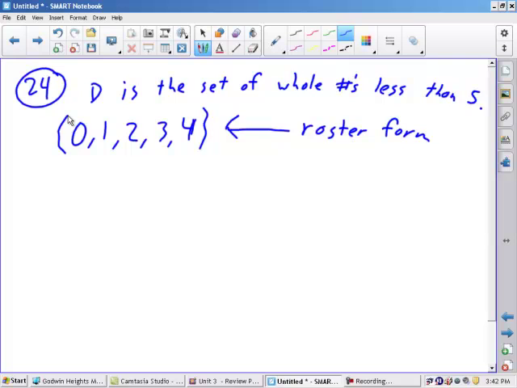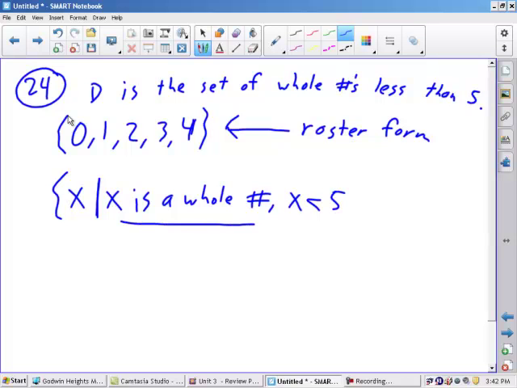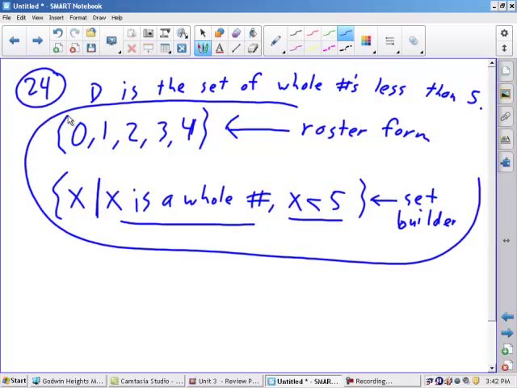Then in set builder notation, I say I have a variable x such that x is a whole number. That's the first criteria. And I'll use my little number symbol for whole numbers, put a little comma, and we have to define that x must be less than 5. So you're saying it must be a whole number, and it also must be less than 5. So that would be your set builder notation. Both of these are your official answer.